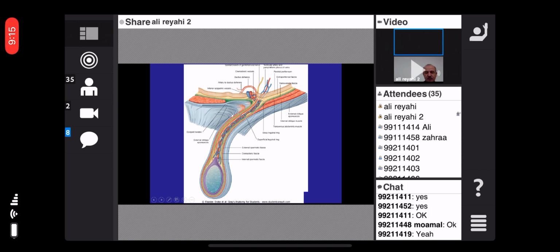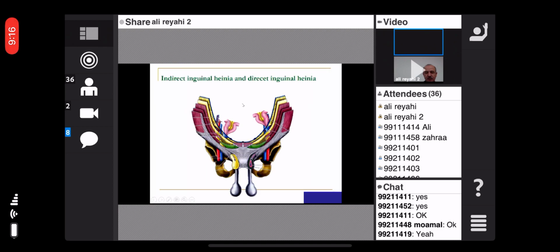So you can see the inguinal canal at this level. This is the deep inguinal ring, and here you can see the superficial inguinal ring, deep and superficial inguinal ring, anterior wall of the inguinal canal, superior, inferior, and posterior wall. Okay.